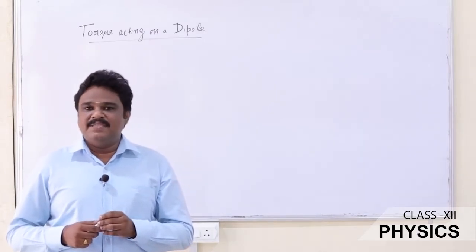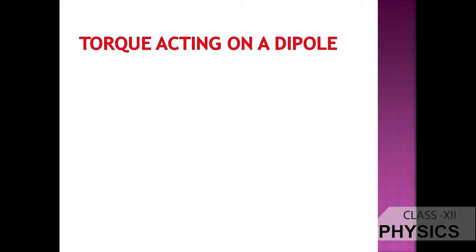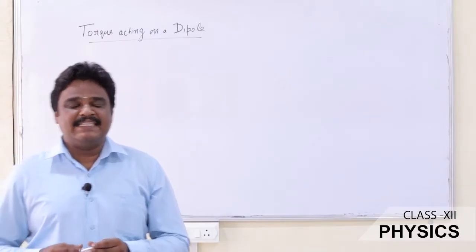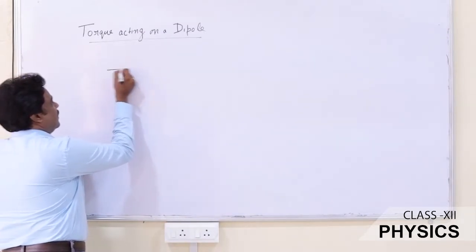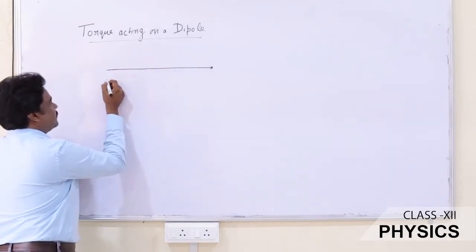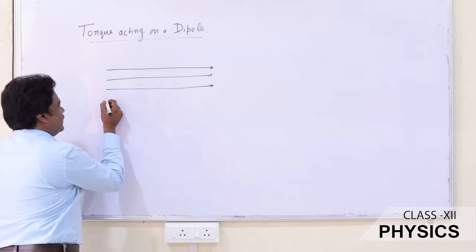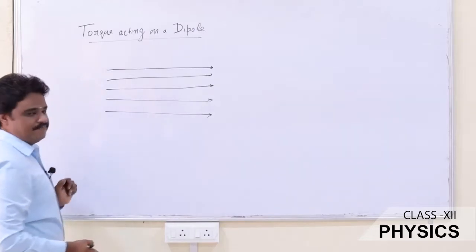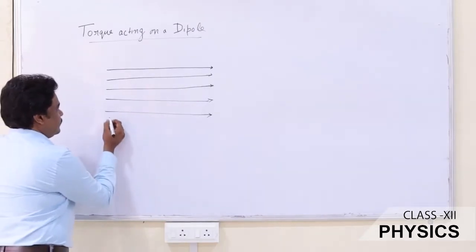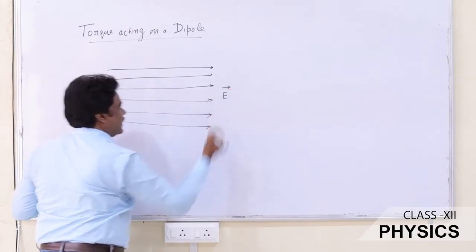So I am going to continue with the concept of electric field. Today I am going to focus on the topic of torque acting on a dipole. We are going to derive an expression for torque acting on a dipole. So let us consider, I am going to start with a uniform electric field. A uniform electric field is represented by parallel arrows as shown with same direction. So obviously this is the representation of uniform electric field.